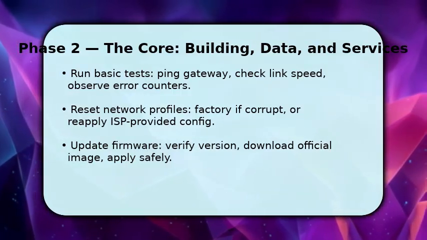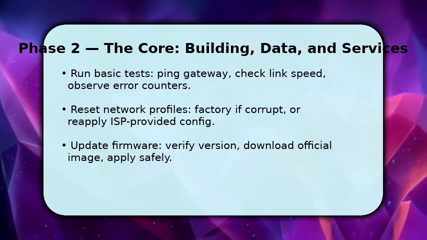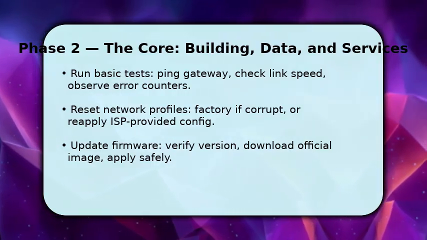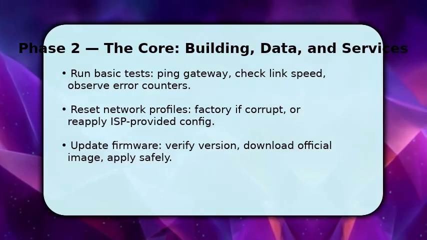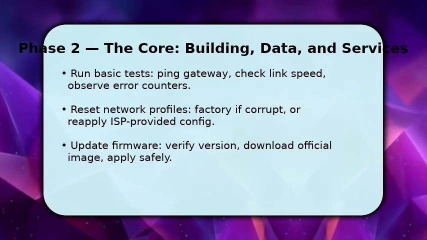If profiles are corrupt, perform a targeted reset or factory reset. Use factory only when you have saved settings. Then reapply ISP configuration including VLAN and PPPoE details.